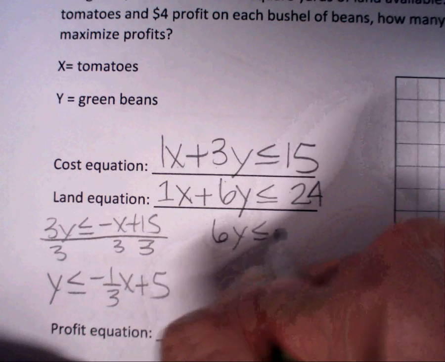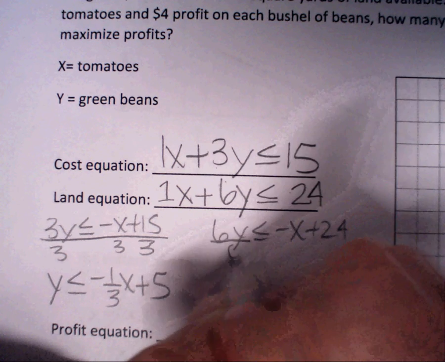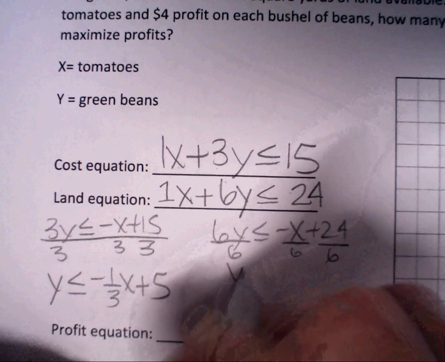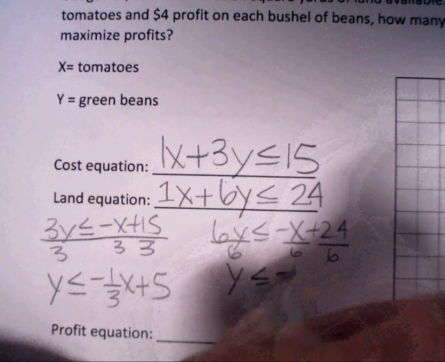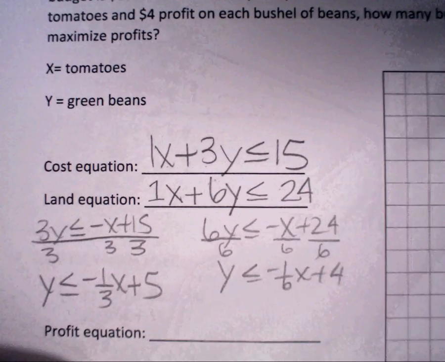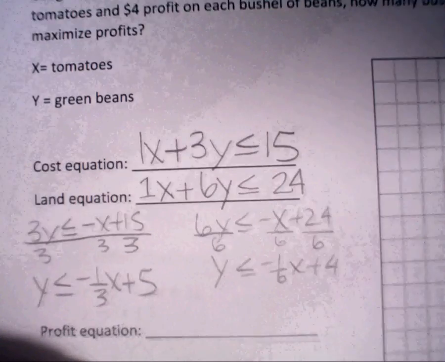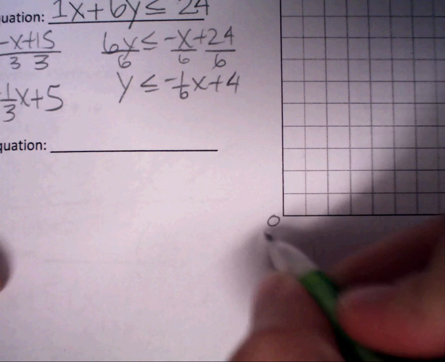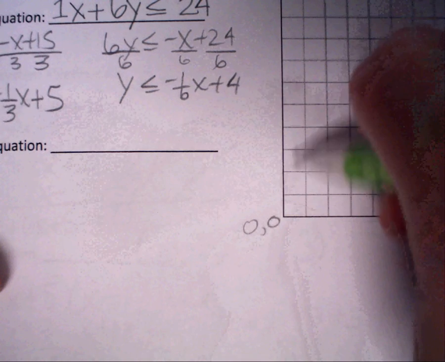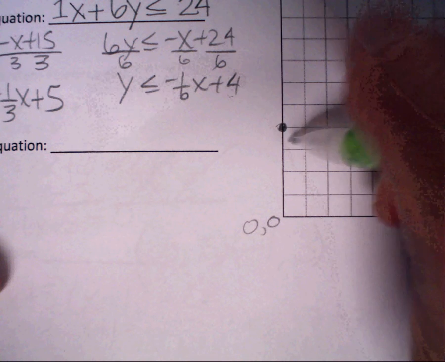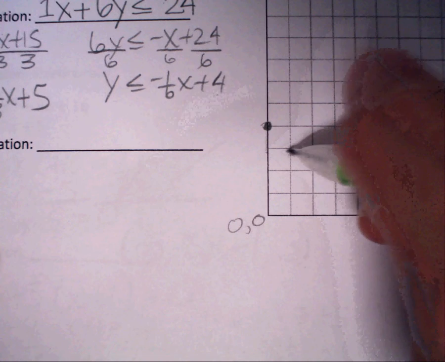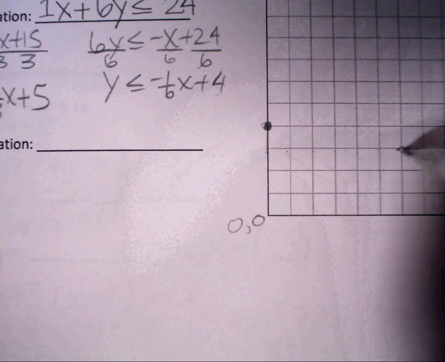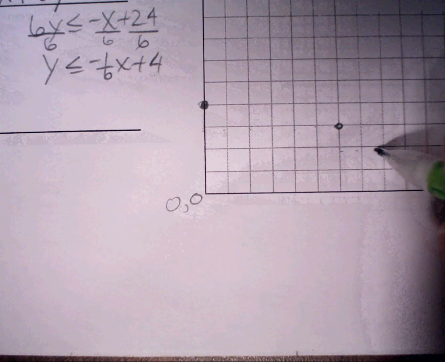And then over here, when I subtract x and divide by 6, okay, those would be the two equations that I need to graph. Notice both of them have negative slopes. Both of them have less than or equal to. And so then I start, this is my 0, 0. So 1, 2, 3, 4. Say I start with this one. -1, 6. So I go down 1, 1, 2, 3, 4, 5, 6.